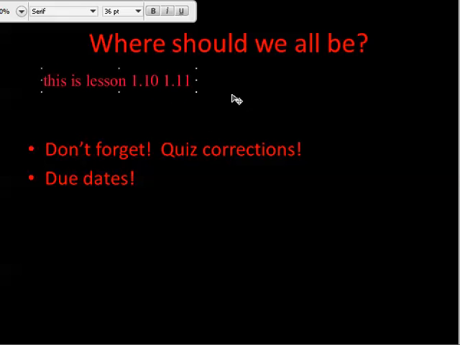Don't forget, make quiz corrections if you have any problems with any quizzes. Make certain you get them taken care of as quickly as possible. Reworking those problems will help you understand them much better.